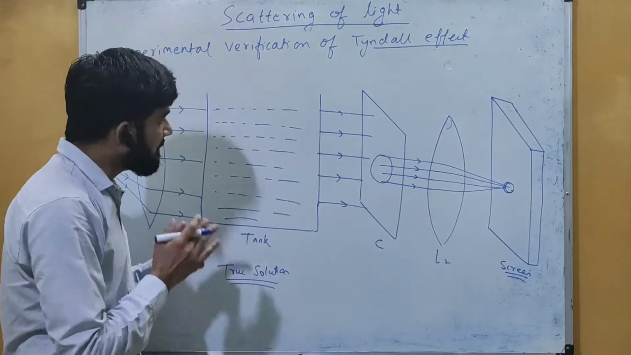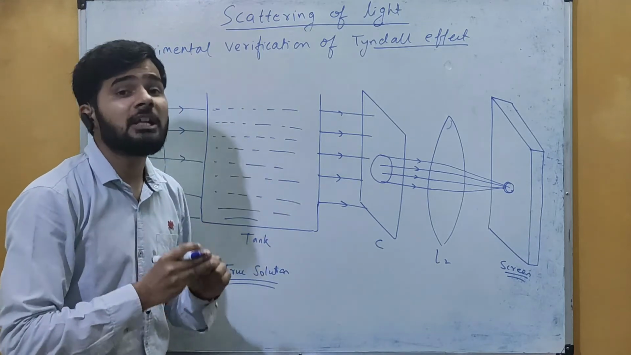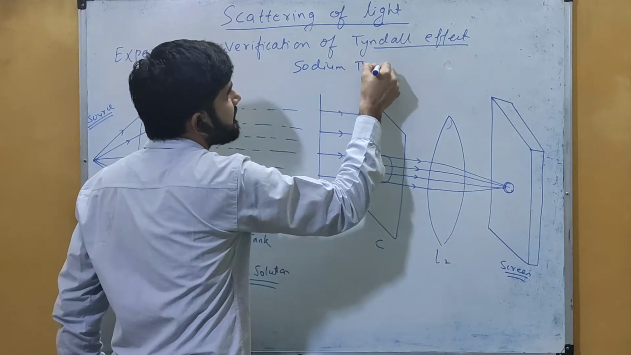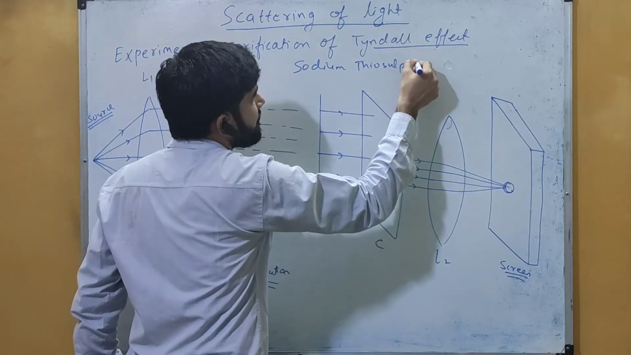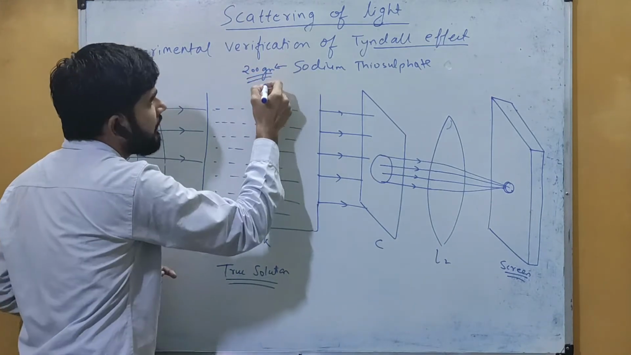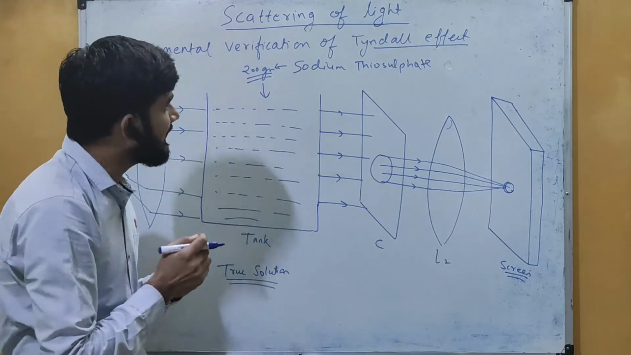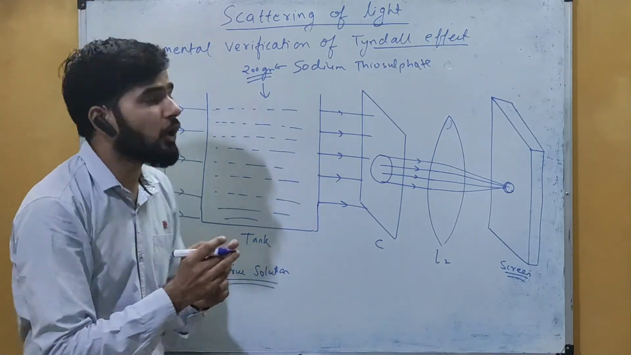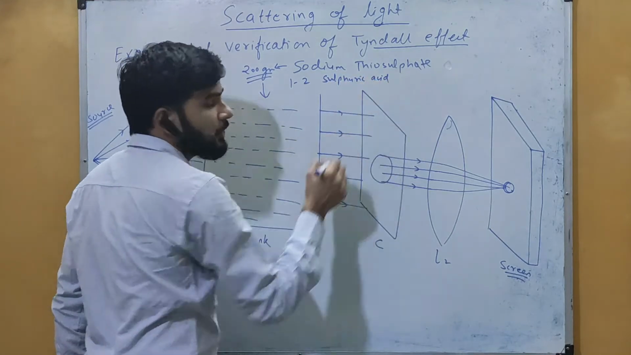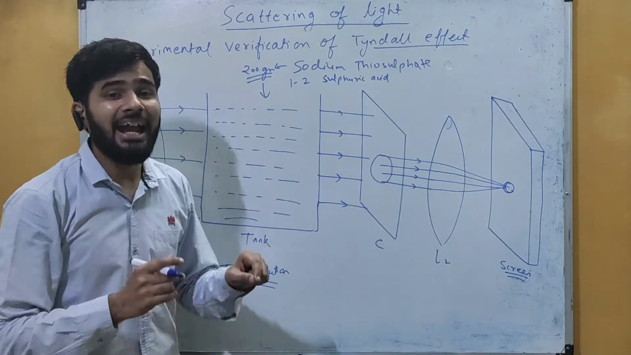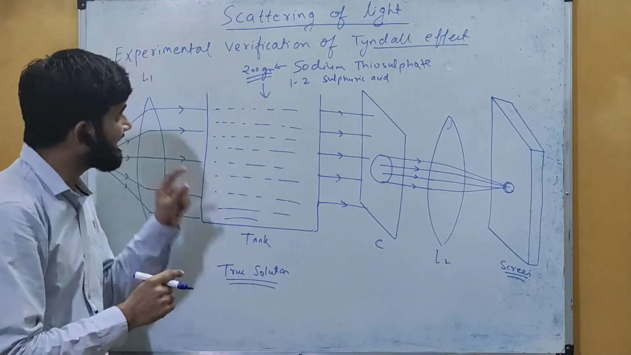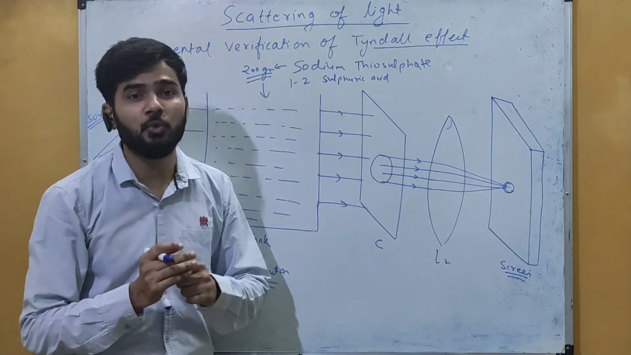Now, in order to make this solution a colloidal solution, we will use a chemical, sodium thiosulfate. We will take sodium thiosulfate, up to 200 grams, and mix it in this water. After mixing it, we will add 1 or 2 drops of sulfuric acid and mix the solution. Then when we repeat the same experiment, you will observe that the path of light will be visible to us.